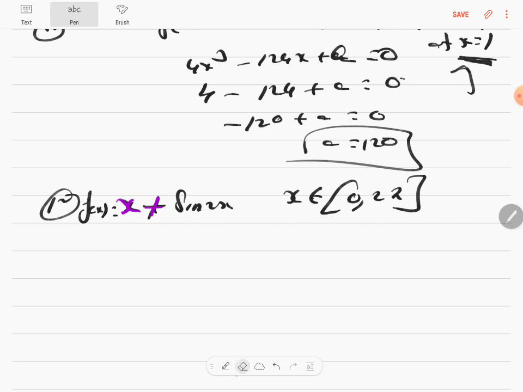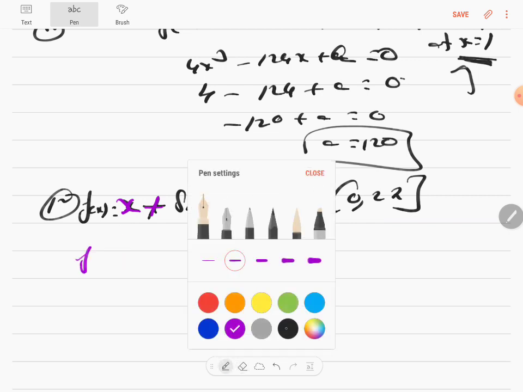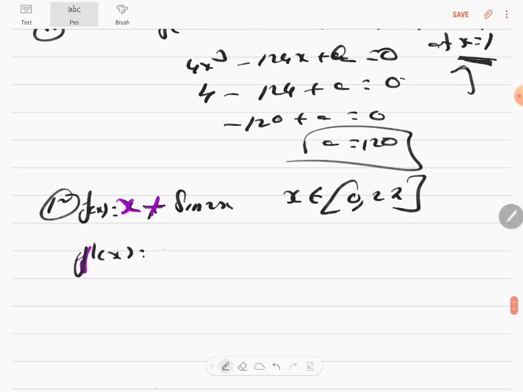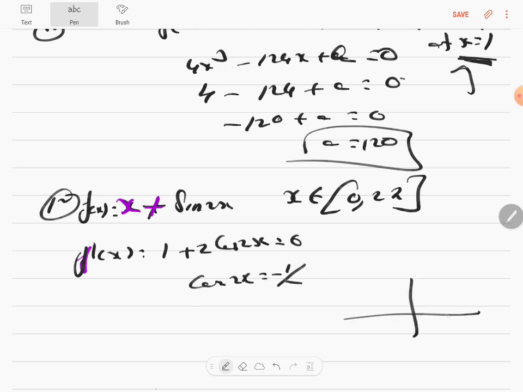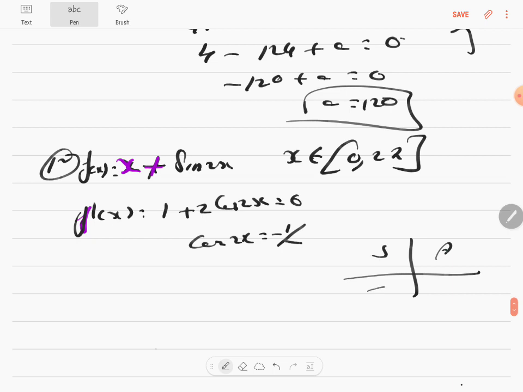So then just differentiate it. f dash of x is equal to 1 plus 2 cos 2x is equal to 0. So cos 2x therefore is minus 1 by 2. When will cos be negative? Second it will be negative, yeah, and third it will be negative. 1 by 2 is at 60, cos will be 60 degrees, right? So pi minus pi by 3 and pi plus pi by 3.